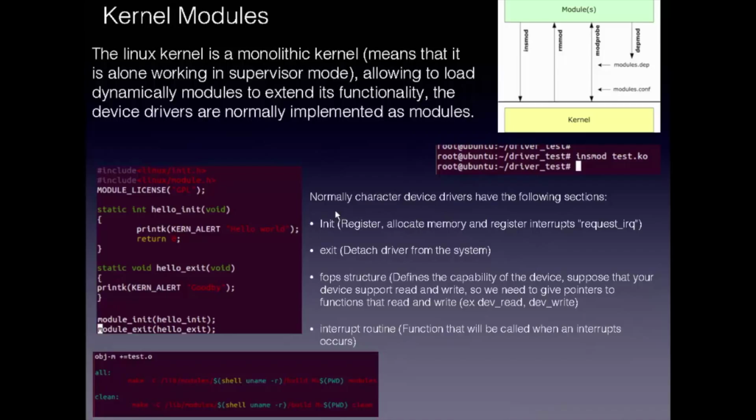Normally a character device driver has the following sections: init, where you allocate memory and register interrupts, and exit, when you detach the driver from the system. You also have the FOPS structure, which we are going to see in the next slides, that defines the capabilities of the device driver, and an interrupt routine.